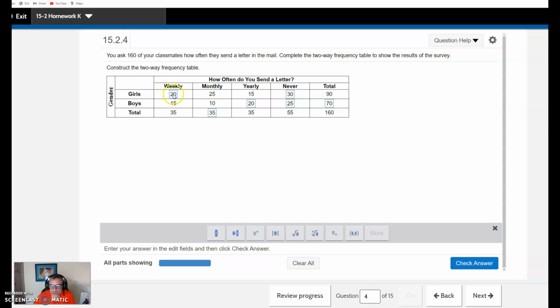Well, we have 20 girls that send them weekly and 15 boys that send weekly, right? So does that tell us anything? Maybe. But over here we have 30 girls that never send letters and 25 boys that never send letters. So I don't know. Again, you could look through this and see if there's any useful information that you might need. All right, let's see if I did this correctly.